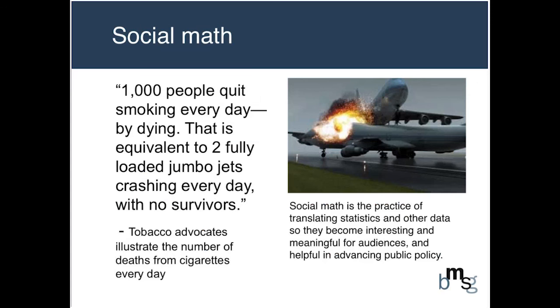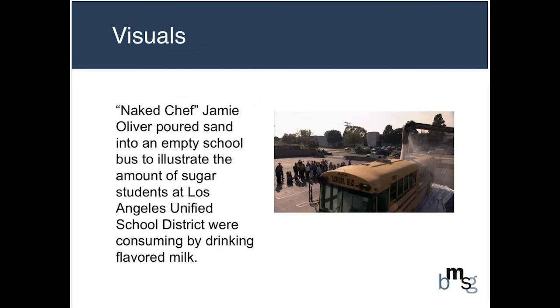The second is social math, which is a strategy for making large numbers more graspable for people. An example: 1,000 people quit smoking every day by dying. That is equivalent to 2 fully loaded jumbo jets crashing every day. So it makes a large, difficult number to conceptualize easier for people to digest.